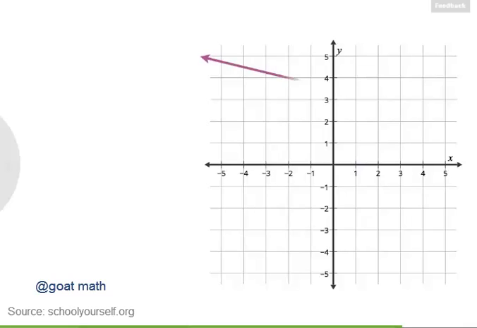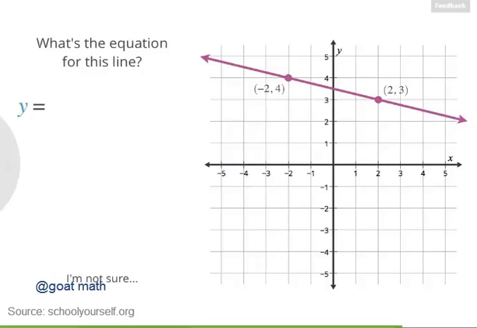Alright, last one. This line passes through negative 2, 4 and 2, 3. What's the equation for this line? Notice that you're not given the y-intercept here, but perhaps you can figure it out. If you get stuck, click down here.